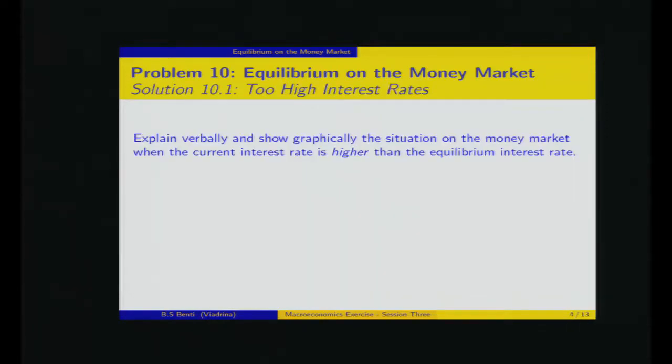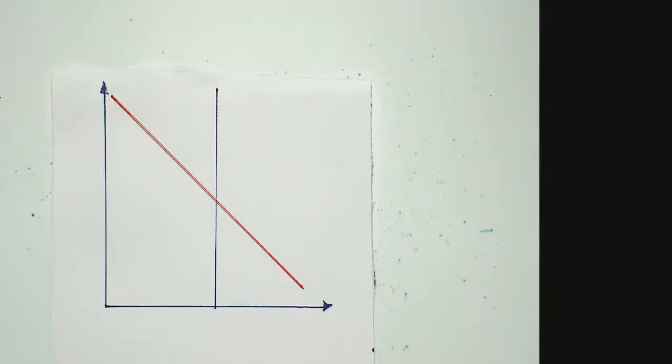So the first question, 10.1, is: explain verbally and show graphically the situation on the money market when the current interest rate is higher than the equilibrium interest rate.